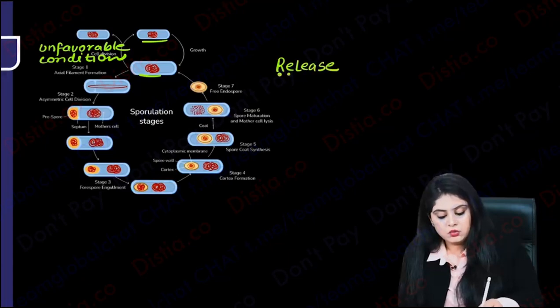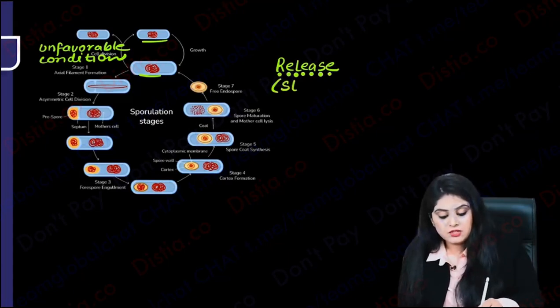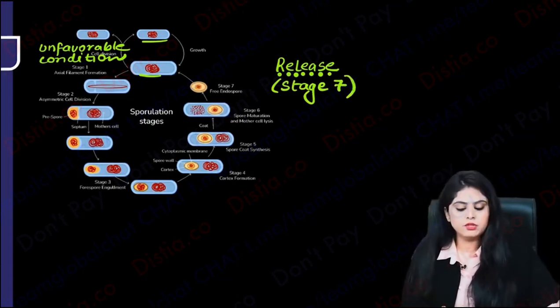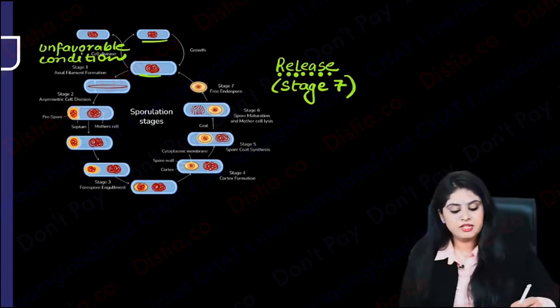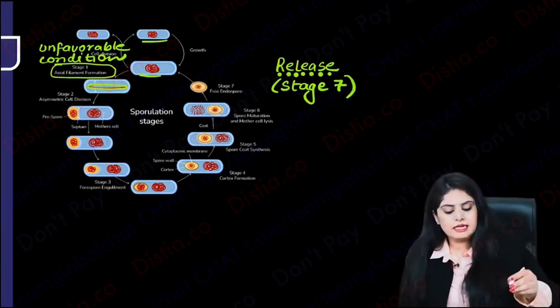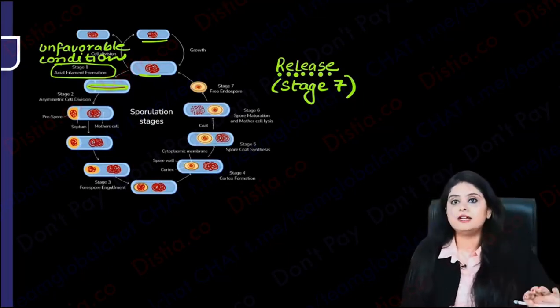So 1, 2, 3, 4, 5, 6, 7. On what stage do you release the spore? You release it on stage 7. There are 7 stages of spore. You don't have to know each one in detail. I'm telling you the ones that you have to know. So first and foremost, of course, when do you start it? In the starting, there is just a filament that is formed. When I say stage 1, I'm just explaining it, and after this I'll write it all down.